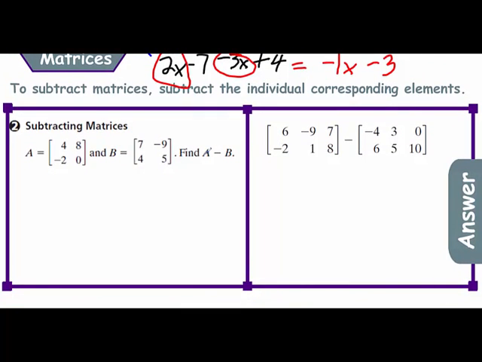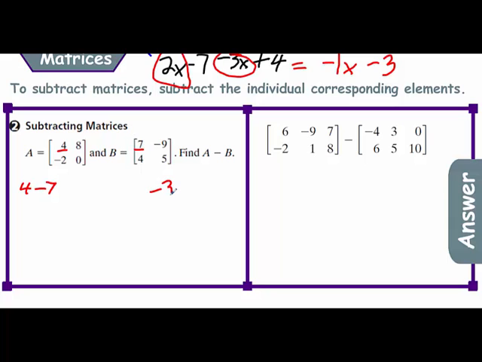So if I want to find matrix A minus matrix B, we can set it up in that same way, where I'm going to subtract corresponding elements. I'm going to have a 4 minus 7 as my first element. 4 subtract 7. Well, 4 minus 7 is a negative 3.